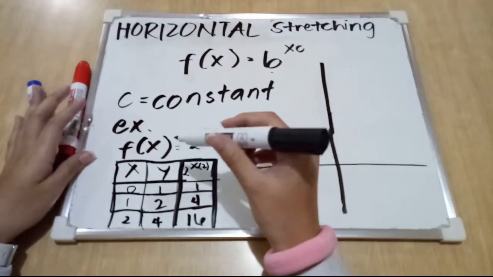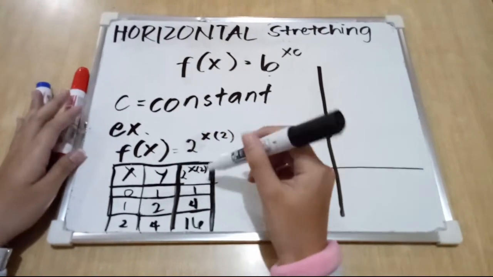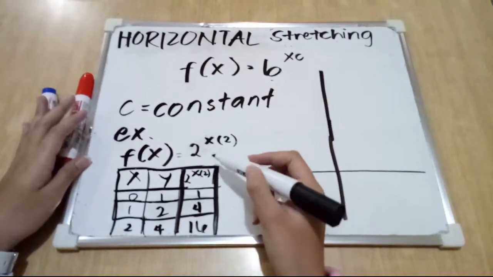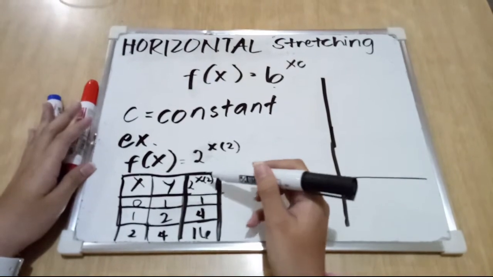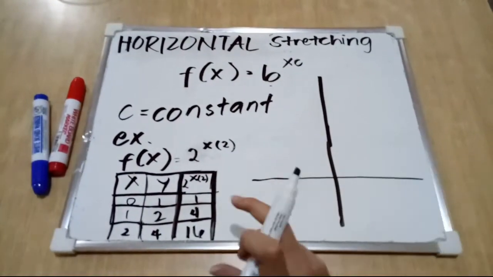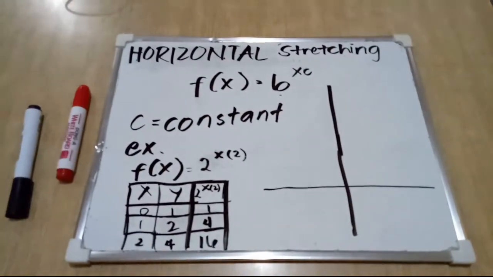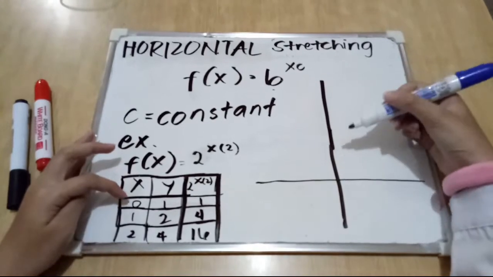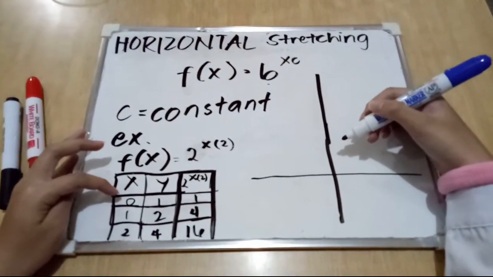And then as shown in the first few topics, we all know how to solve for the value of y and the value of 2 raised to x times 2. So now let's proceed to plotting the points. Let's first plot the values of x and y. Let this be the original plot.